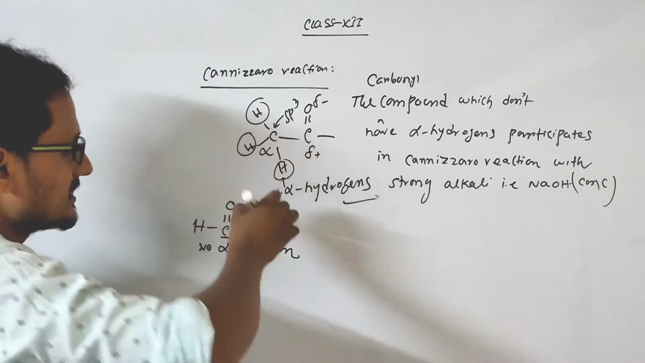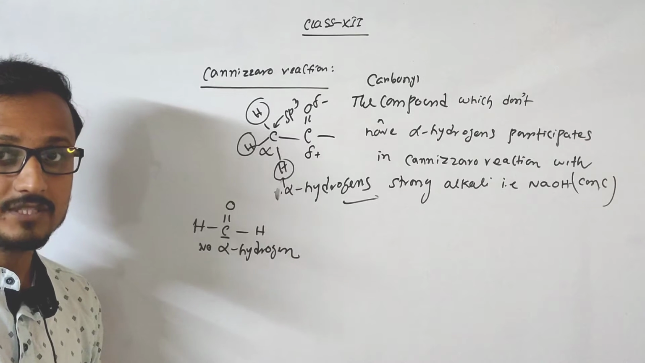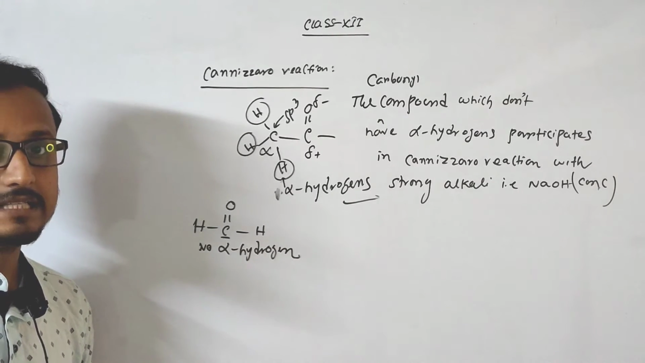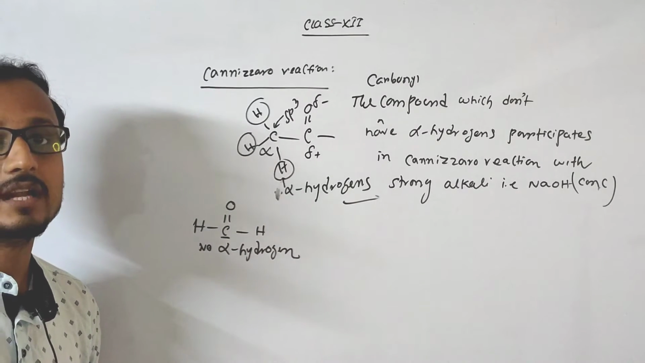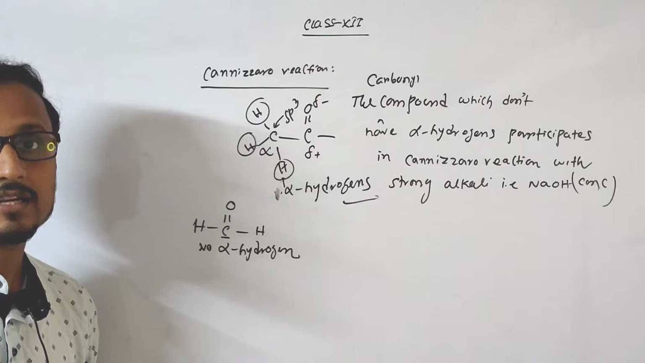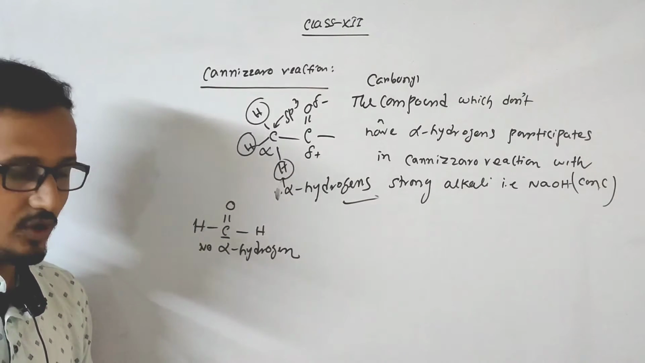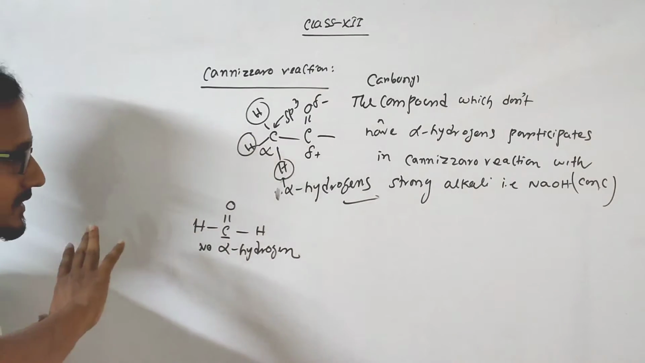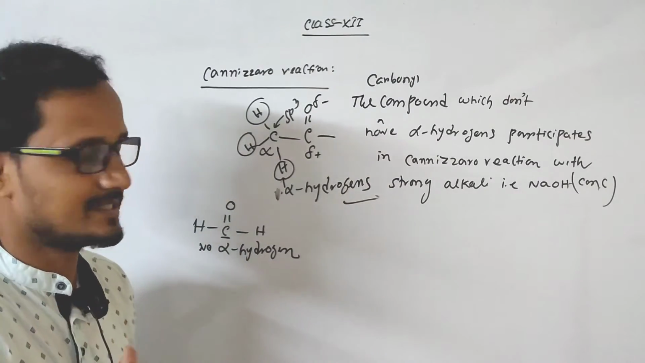So what is the process here? Two moles of carbonyl compounds having no alpha hydrogen will react with concentrated sodium hydroxide to form one alcohol and one carboxylic salt, the salt of an acid. So that is the reaction. It will form an alcohol and the salt of an acid.